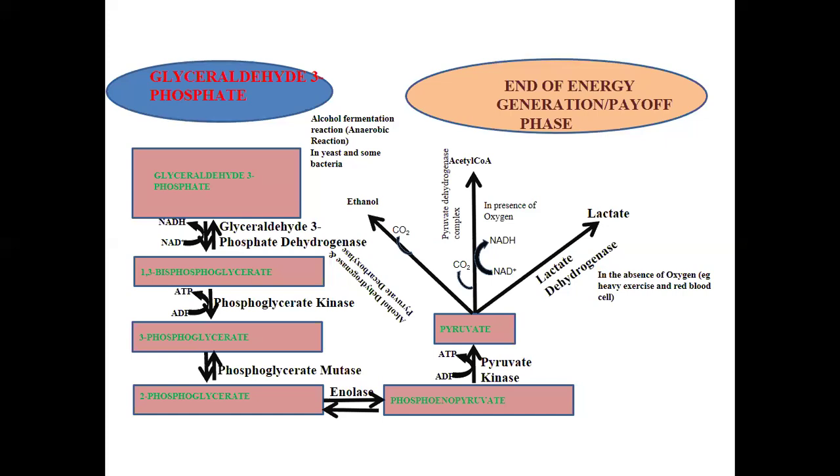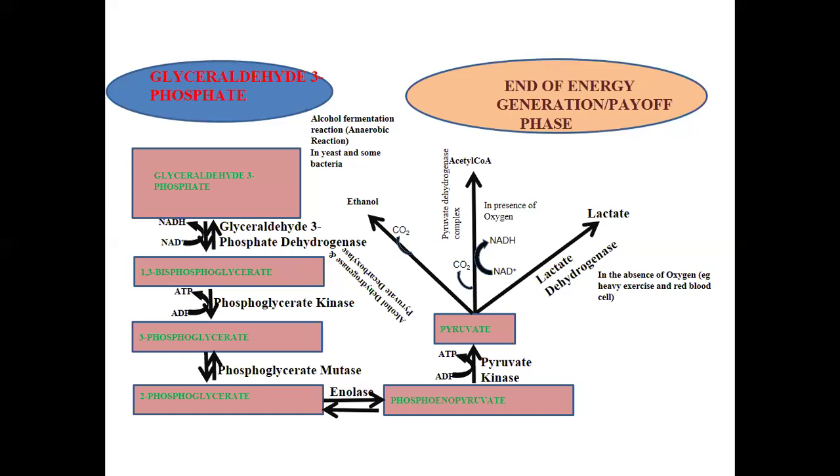Okay, so you also have the conversion of 3-phosphoglycerate to 2-phosphoglycerate. Then you also have conversion of 2-phosphoglycerate to phosphoenol pyruvate. We have enolase as the enzyme, and we also have phosphoenol pyruvate to pyruvate. And the enzyme responsible for that is pyruvate kinase. And ATP is also produced at this point.